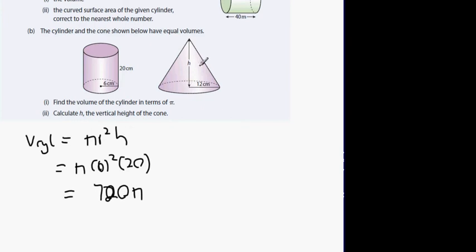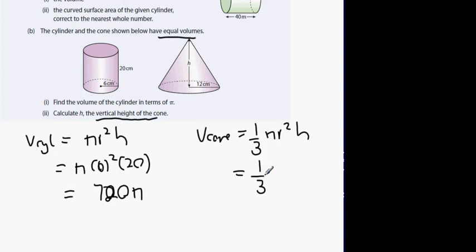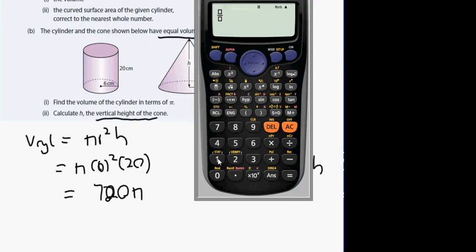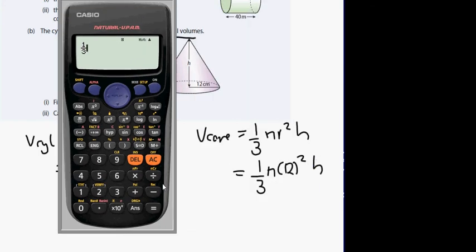And then calculate h, the variable height of the cone. Well, we're told that they have equal volumes. So the volume of the cone is equal to a third pi r squared h, which is a third pi times 12 squared h. I'm just going to ignore the h for the time being. It's going to be shift pi, 12 squared, and it's going to be 48 pi h.